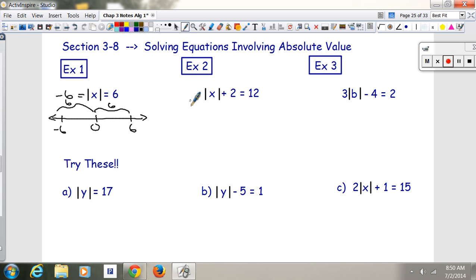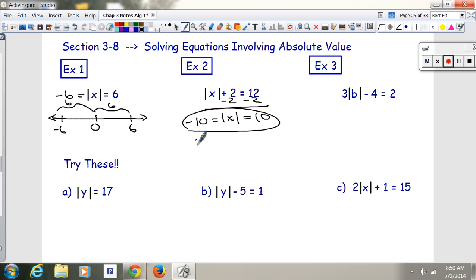So here's the actual thing you need to do. Get the absolute value by itself. So subtract 2 first. Absolute value of x equals 10. Once the absolute value is by itself, now you can find your two answers. 10 would have a distance of 10 away from 0, and so would negative 10. So there would be your two answers, 10 and negative 10.